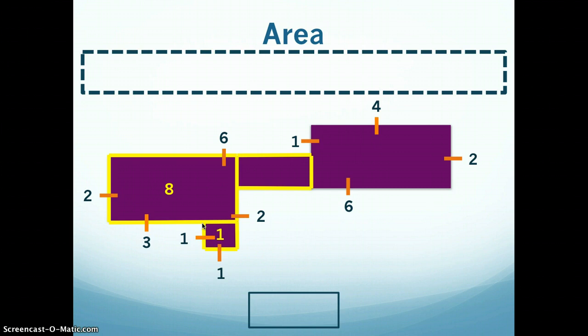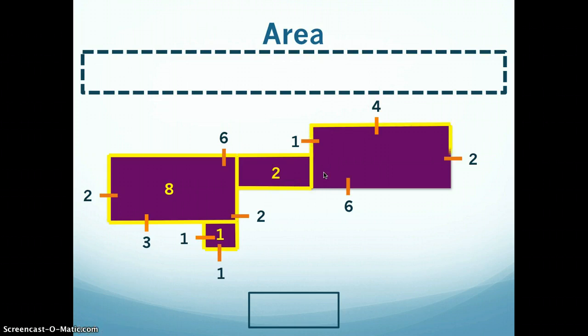Our space in the middle, we know that all the way across is 6. However, this piece right here has a length of 4, which means if this is 6 and this part is 4, this little piece has to be 2. Again, we know that this is a width of 2. This takes up 1, so this must be 1. So we have 2 times 1 for an area of 2.